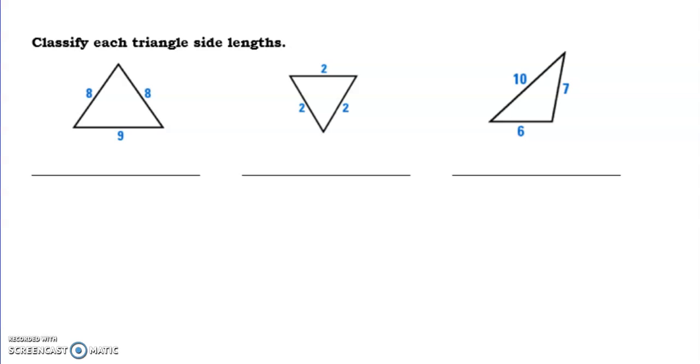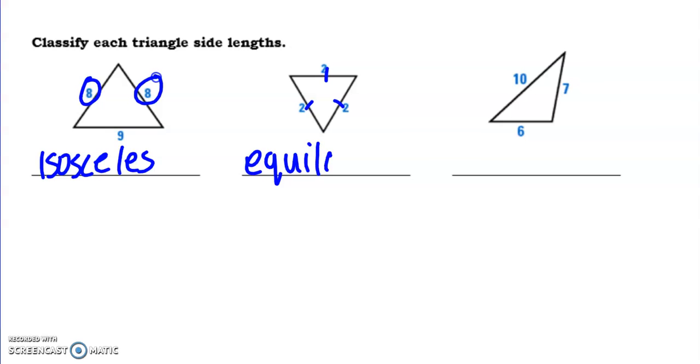So a couple more examples. Here we have two sides that are congruent, 8 and 8. And so this is called an isosceles triangle. This one has 2, 2, and 2, so it has three congruent sides, so we call it an equilateral triangle. Equa means equal, so equilateral. And here we have 7, 6, and 10, so those are three different lengths, so none of the sides are congruent, so we call it a scalene triangle.